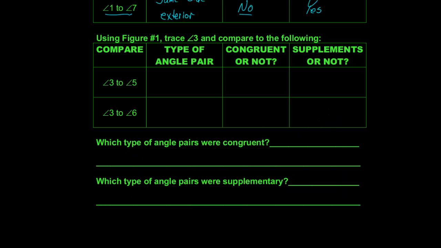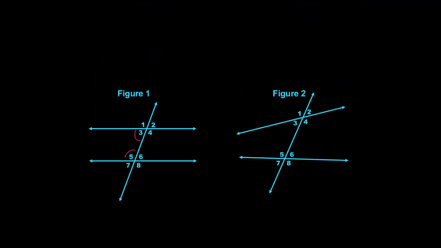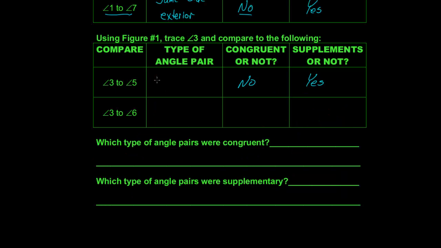So what we can go ahead and do is look at supplements or not. Are they supplements? We can say yes. Let's go ahead and put that in. If they're supplements, we can look at that and we can say they are not going to be congruent. And real quickly, let's jump over and let's look. They're both on the interior and they're both on the same side. So that makes them same side interior. Same side interior angles.